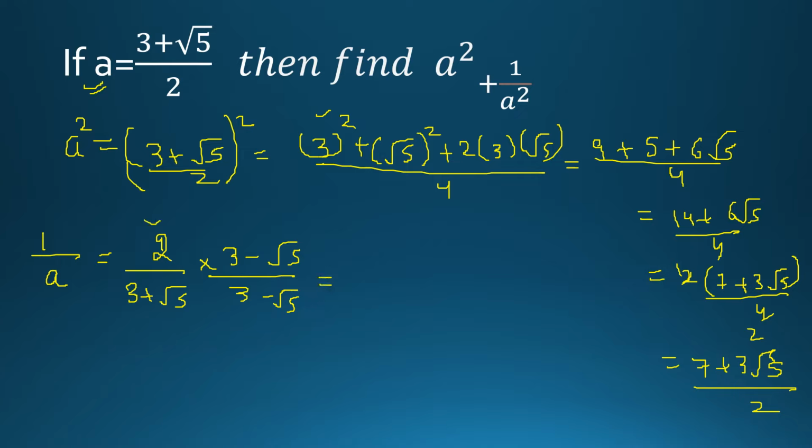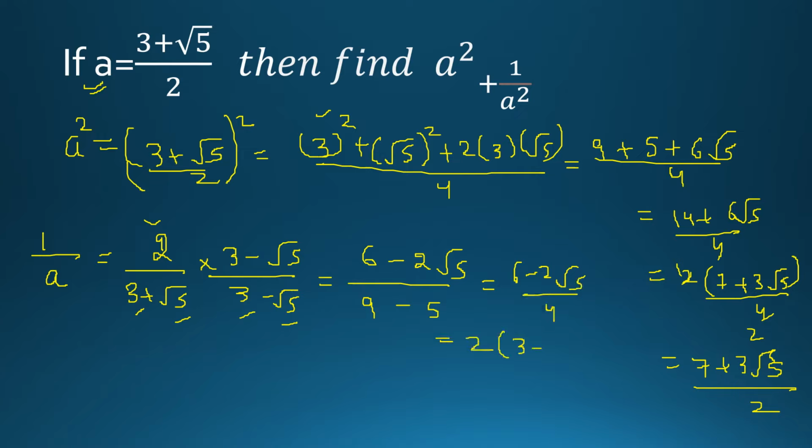If you multiply 2 with 3, 6 minus 2 root 5. Now in the denominator, (a plus b)(a minus b) is a square, 3 square is 9, minus b square, root 5 square is 5. So 6 minus 2 root 5 by 4. Now again you can take 2 common, 2 3s are 6. You can cancel this 2 by 4. So you are left with 3 minus root 5 by 2.